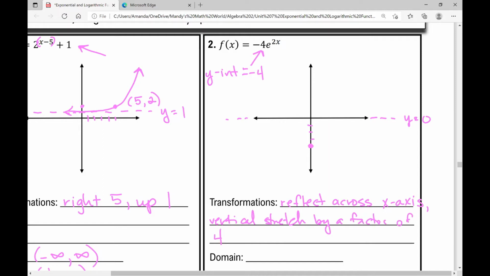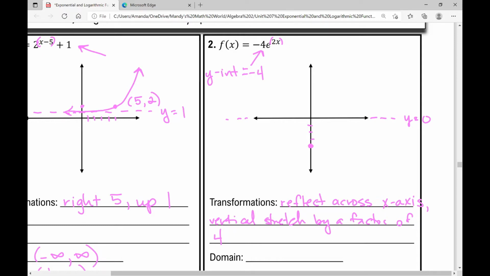And then that 2x on the inside, remember when it's in the exponent, it affects horizontal, right? It's your horizontal dilation, it's your horizontal translation. How would I describe this? You might recall when we did transformations of functions in Unit 1 that I would describe this as a horizontal compression by a factor of 1/2. I've also seen this be called a horizontal stretch by a factor of 2.